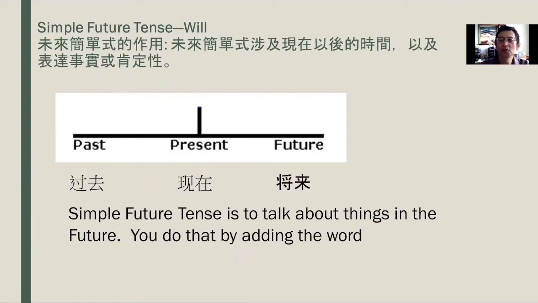Now let's go on to simple future tense. Do you remember simple future tense from lesson 7? And again, I will use this time chart to show where the present is and in this case, where the future is. The simple future tense is to talk about things in the future. You do this by adding the word will, as in this sentence here.